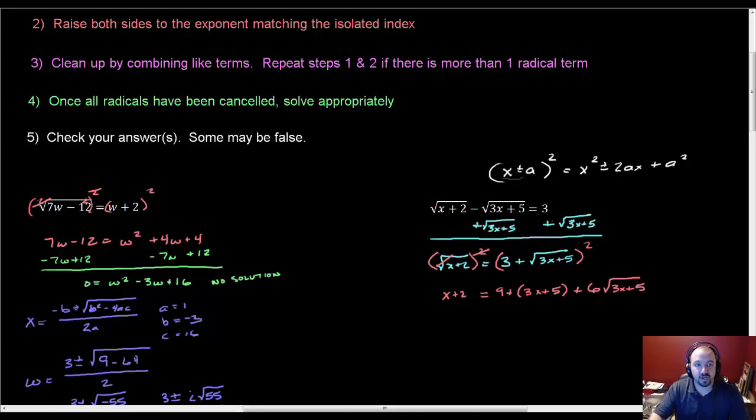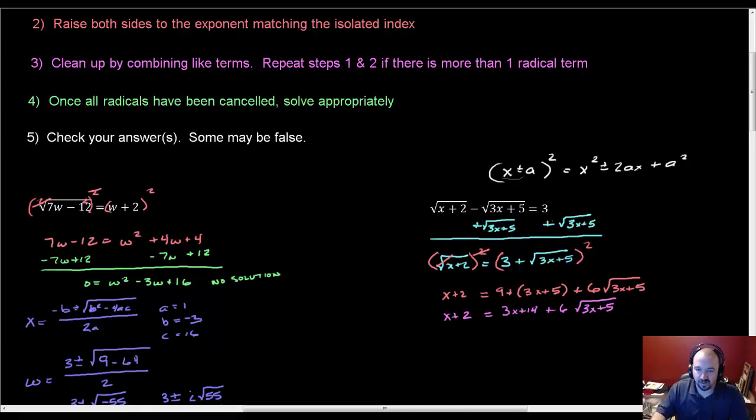Okay, so now we raise both sides. Now clean up by combining like terms. Here is where we're going to have to use this cleaning up part. So now I have 9 plus 3x plus 5 gives me 3x plus 14 plus 6 roots of 3x plus 5, and that is equal to x plus 2.